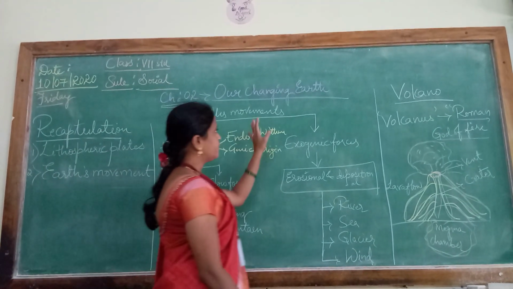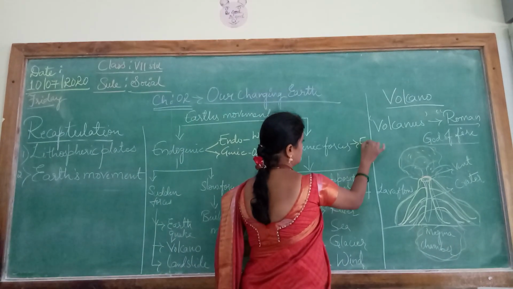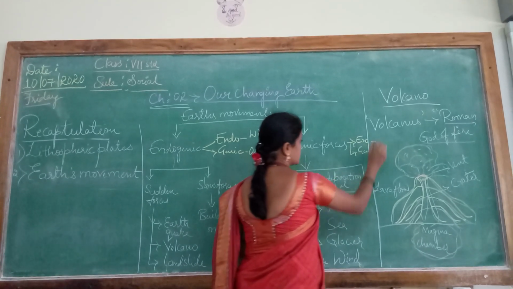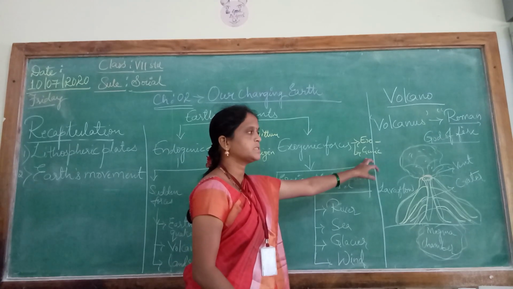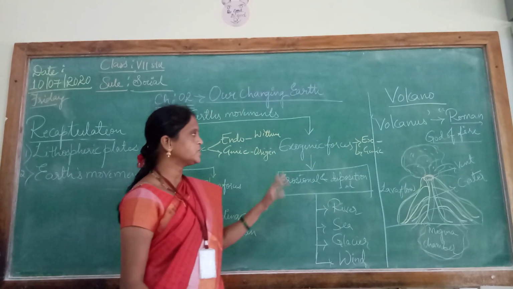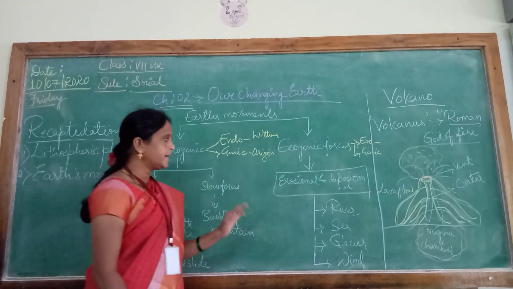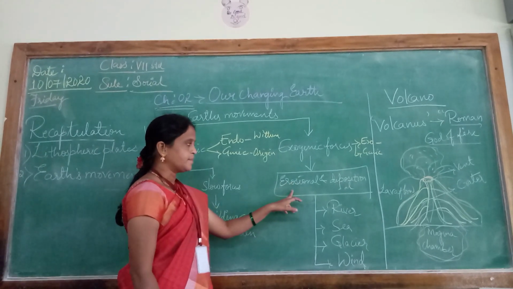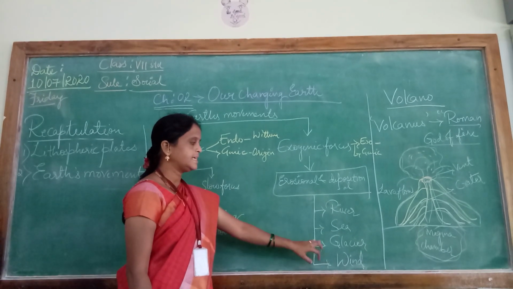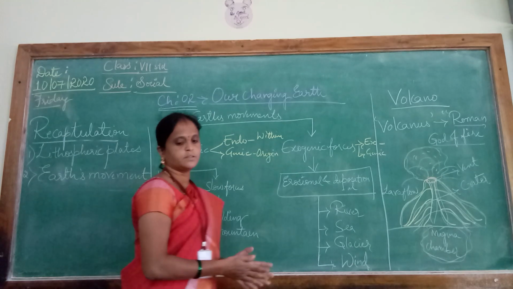So the next type of Earth movement is exogenic. It is also composed of two words, exo and genic. Exo means outside the Earth and genic is the place where it starts. Exogenic forces are the forces which work on the exterior of the Earth. They are of two types, erosional and depositional activities, which affect river, sea, glacier and wind. So now we'll study about these endogenic forces in detail.